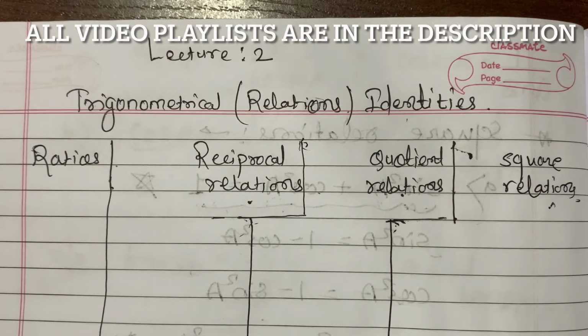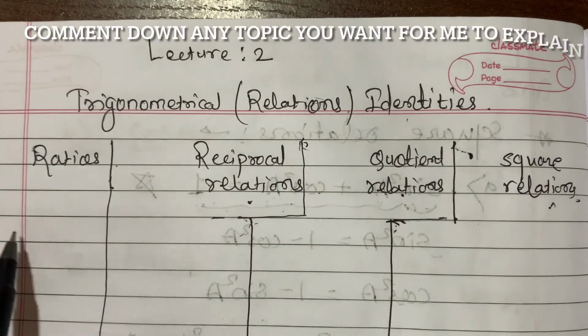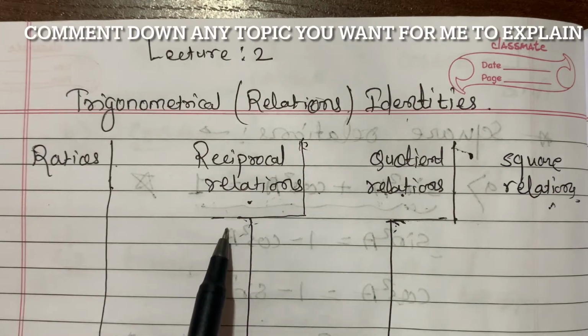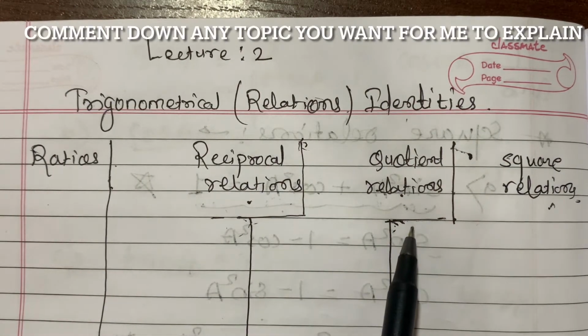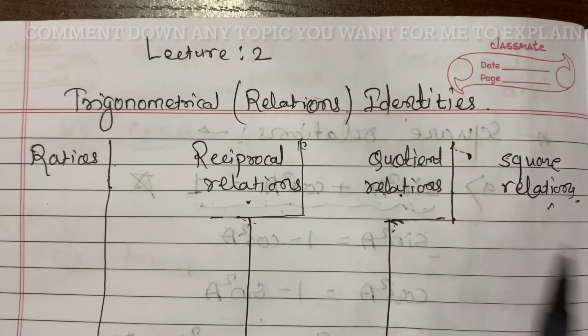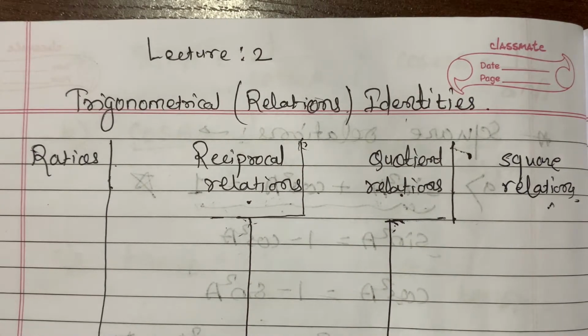This is lecture 2 on trigonometrical identities, or we can say trigonometrical relations. In the previous lecture we discussed what trigonometrical ratios are, the reciprocal relationships, quotient relationships and the square relations. Okay, so just a quick recap of that.